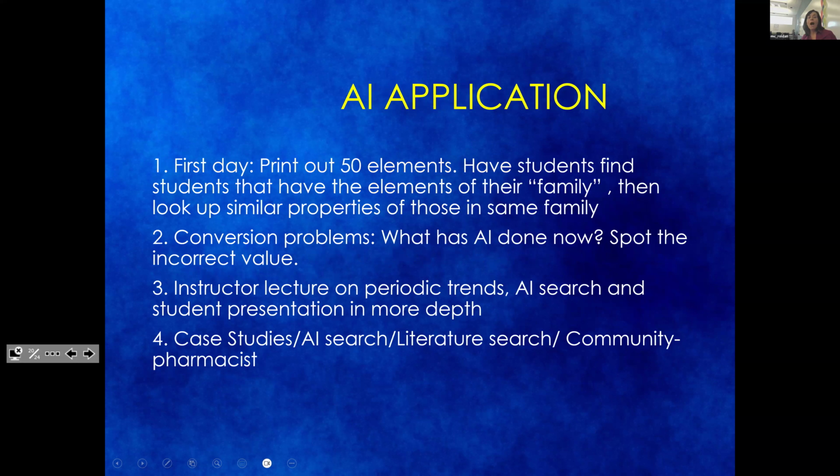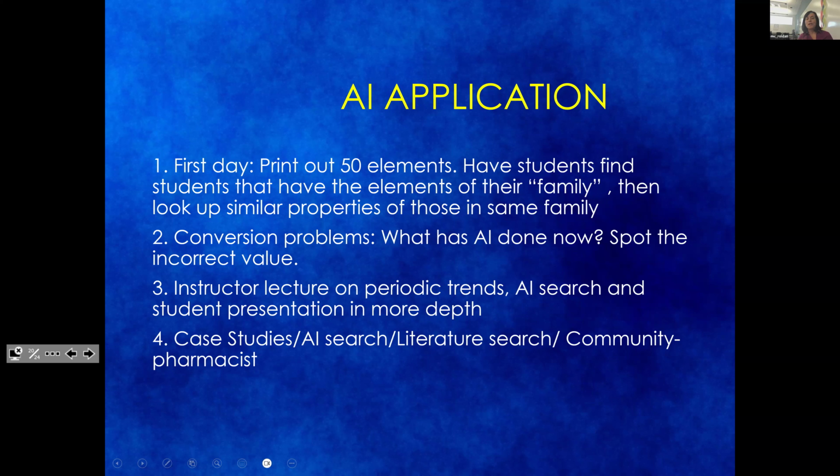So how I apply AI is sometimes really simple secretarial work, like print me out 50 elements. And so the first day of class, I had printed out 50 elements. I cut them all up. I put them on note cards. And I said, have students find the students that have the elements of their family. So we have alkali metals, alkaline earth metals, transition metals, halogens, and noble gases.